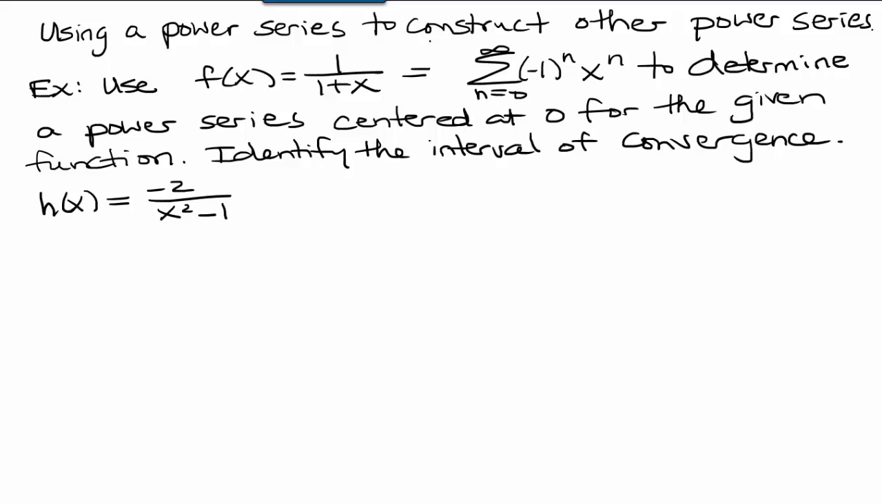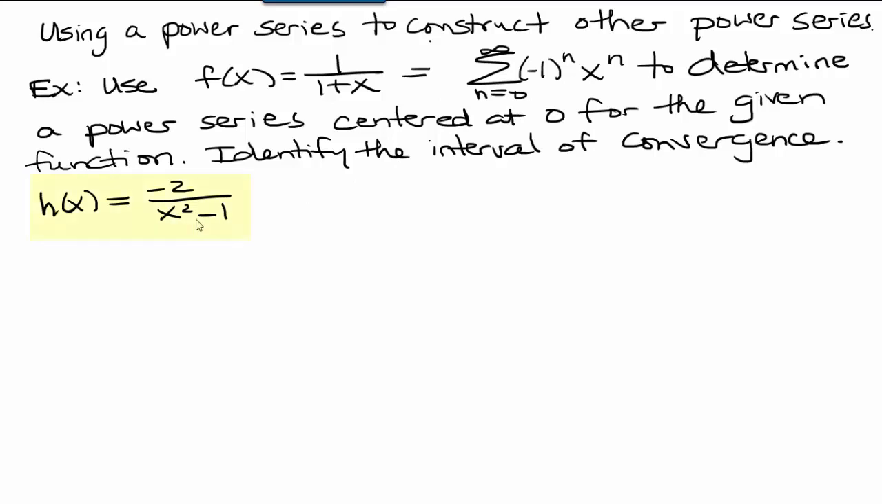In part 3 of this series on how to construct power series for particular functions, we're going to look at how to use a known power series to construct other power series. So, for example, if we know that the function f of x equals 1 over 1 plus x can be written as the series n equals 0 to infinity, negative 1 to the n, x to the n on a particular interval, we can determine a power series centered at 0 for a different function based on that.